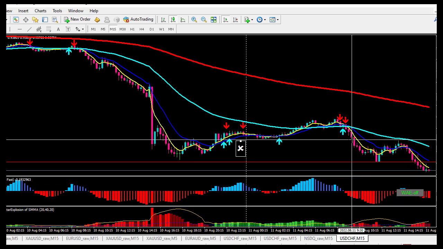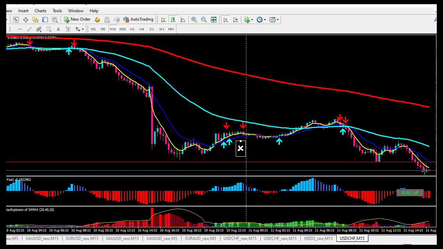So at the close of this candle, place your sell trade and ride the trend. And here we have more than 40 pips and still going down. So this is how to use this particular strategy.